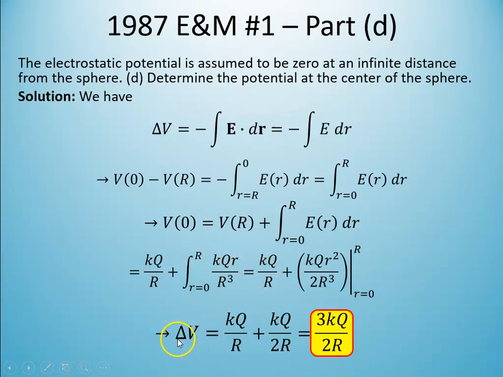So the potential difference between... basically the potential at the center, which is really what I should have called this. I shouldn't have called this delta V. I should have called this V of 0. That's equal to 3kq over 2r.